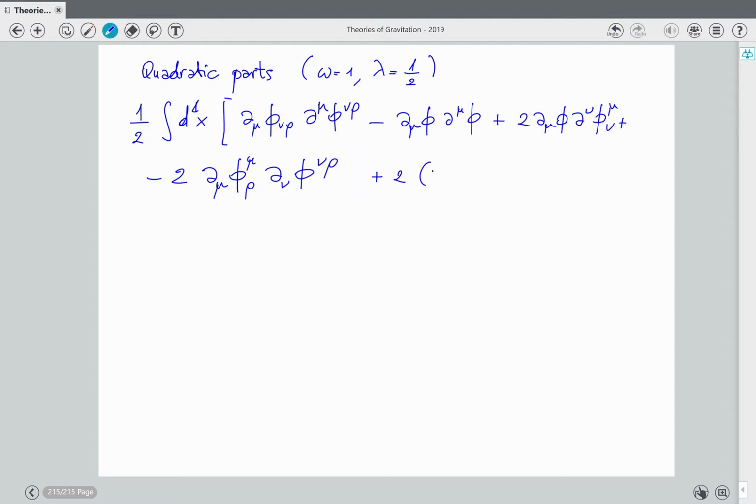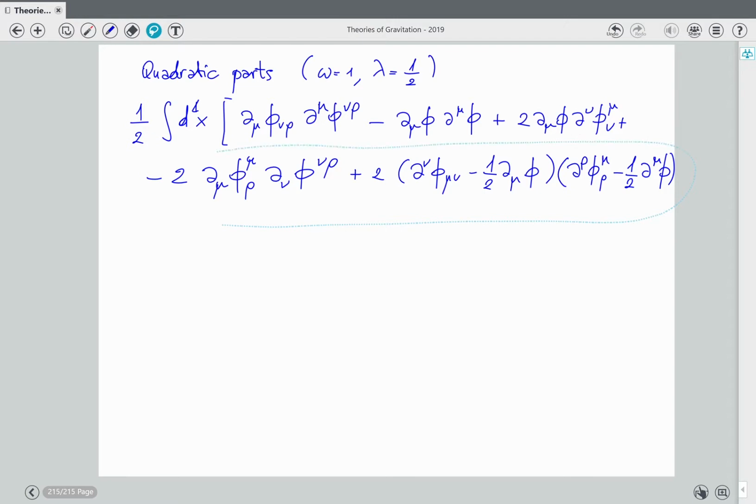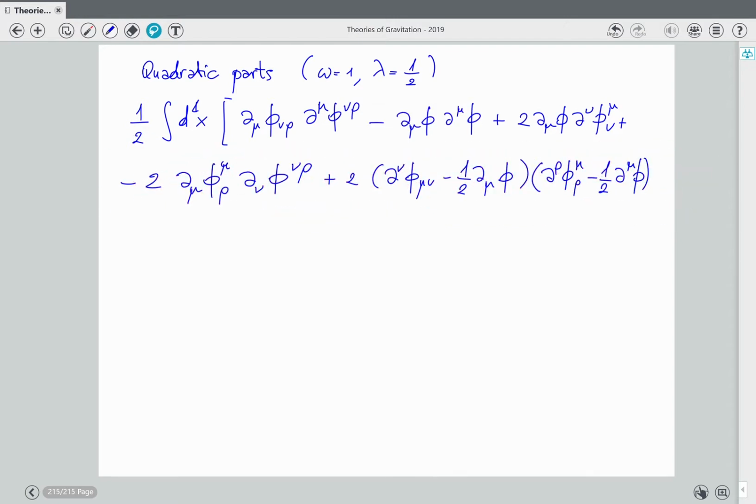So twice partial nu phi mu nu minus 1/2 partial mu phi times partial rho phi mu rho minus 1/2 partial mu phi. This for the fluctuation of the metric, so let's compute it.